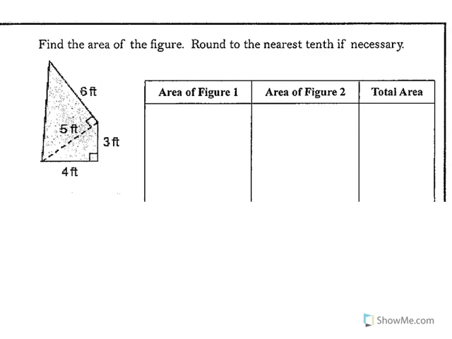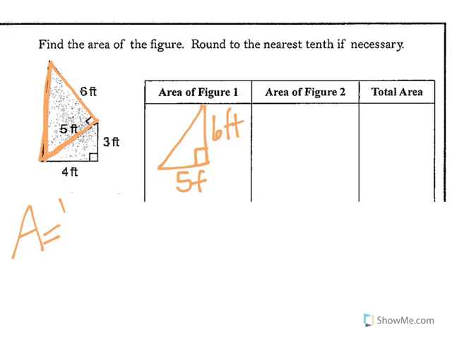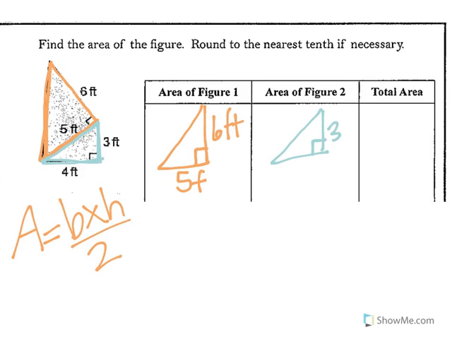Let's look at another. Here we have 2 triangles that make up this composite shape. So the first thing I'm going to do is decompose. I have a right triangle that has a height of 6 feet and a base of 5 feet. I use my formula, area equals base times height divided by 2. And then I have my other triangle that's also a right triangle, and it has a height of 3 feet and a base of 4 feet. So then I find the area of each.